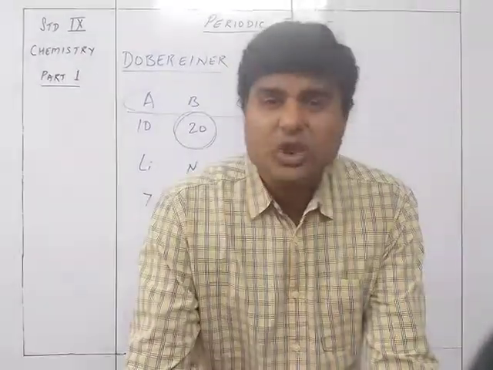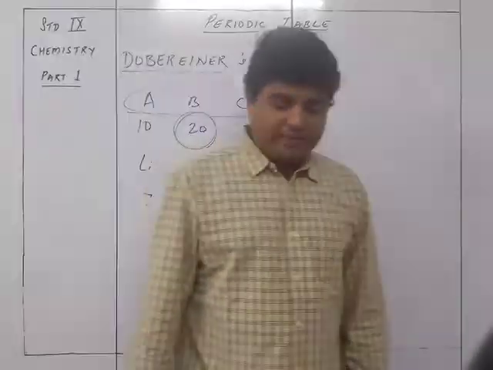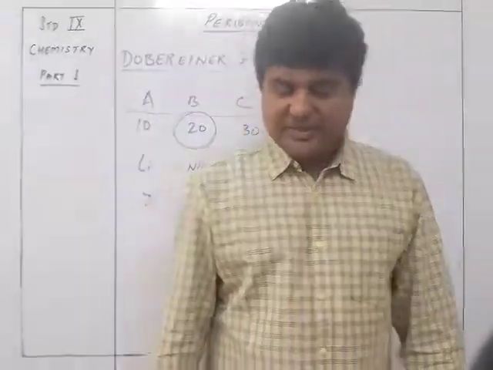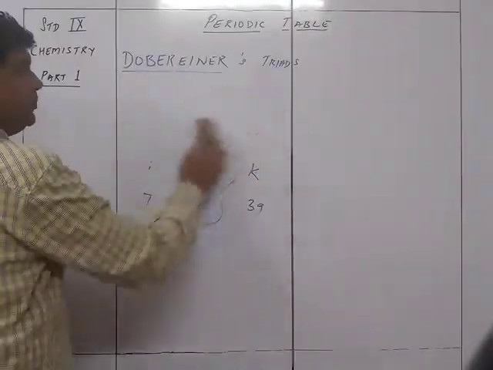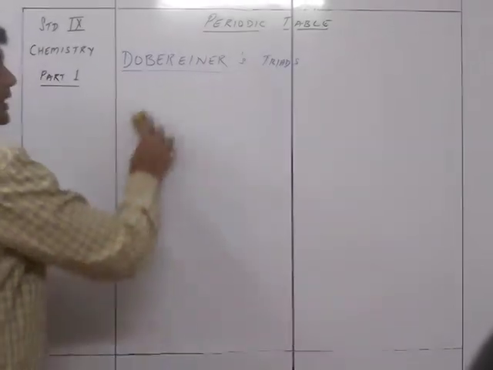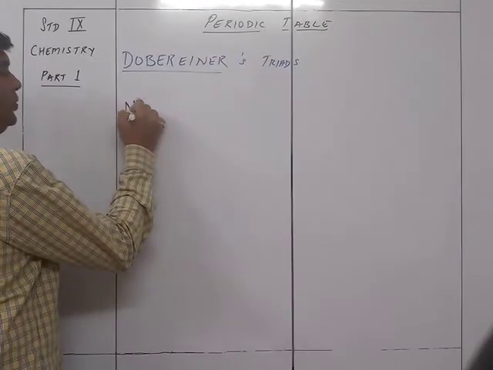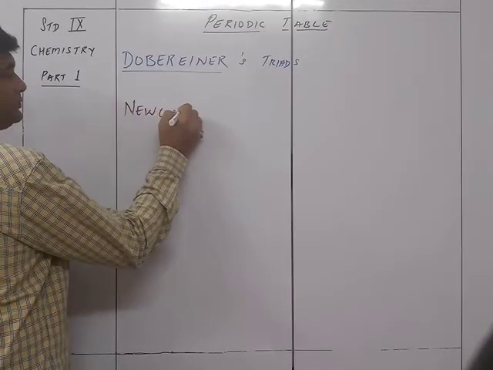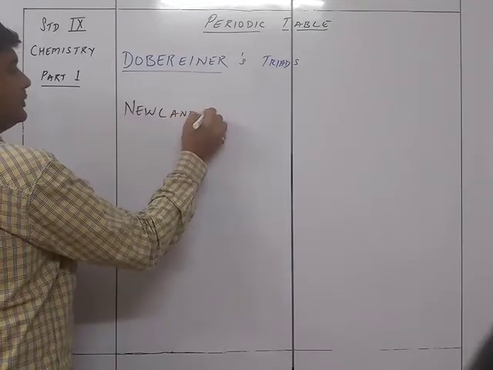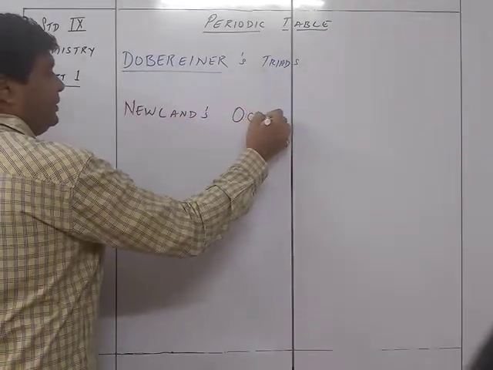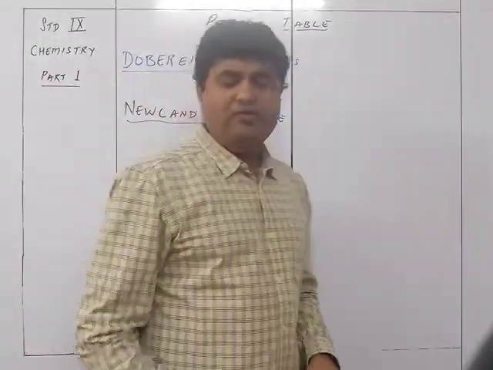The next is Newlands' law of octaves. Basis of classification of elements: Newlands arranged elements in increasing order of atomic weight in series of 8. Newlands was the next person who came up with a new idea, which is called Newlands' octave.